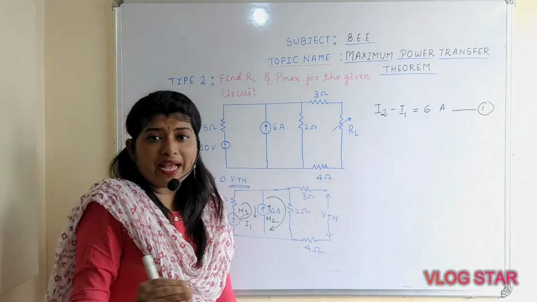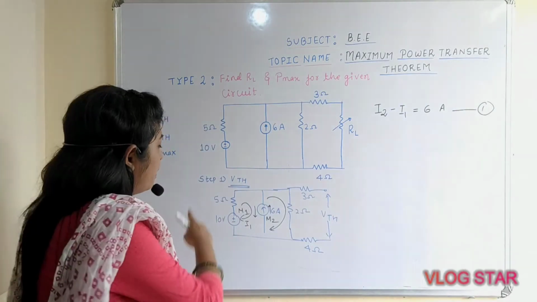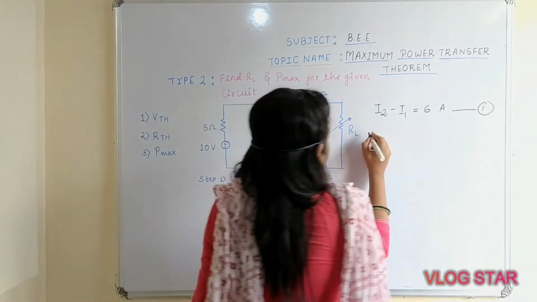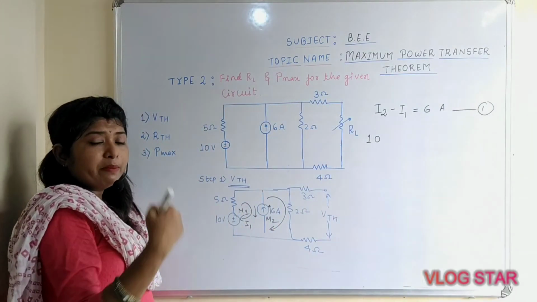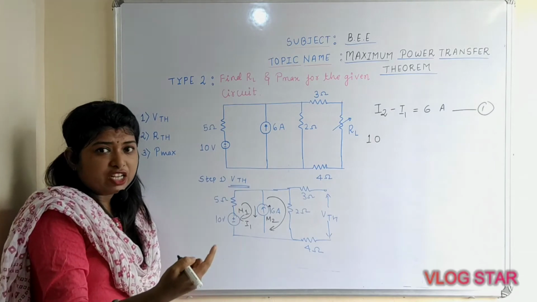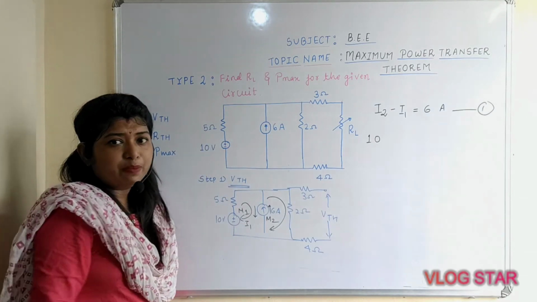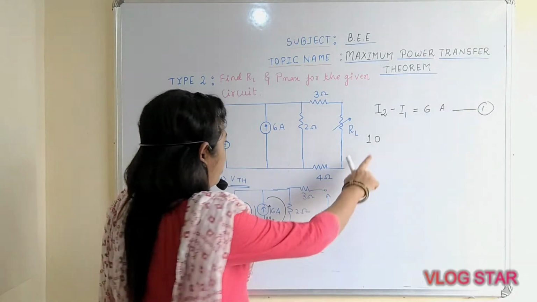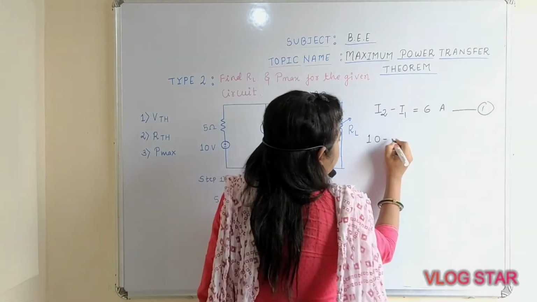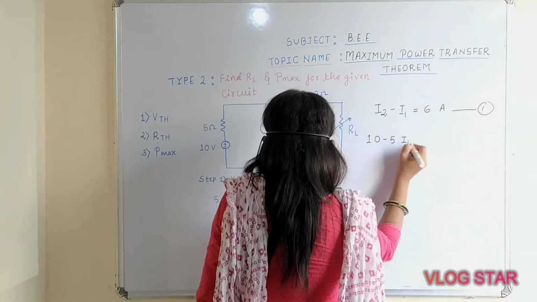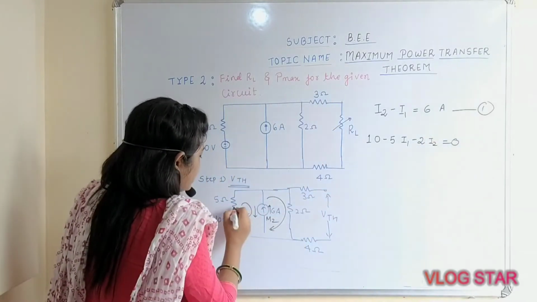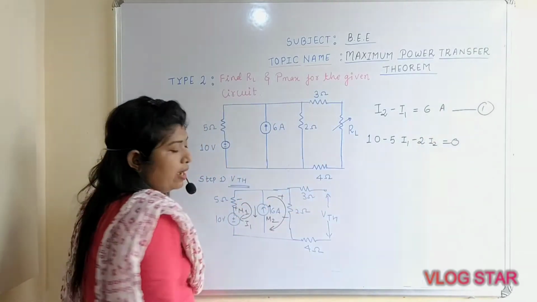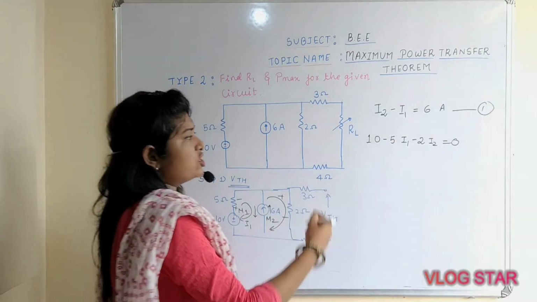Then you have to apply KVL to the outer mesh. Can you apply KVL to the outer mesh? Can you tell me the equation? Here, if we go from negative to positive, meaning from lower potential to higher potential, there will be a rise in potential, and the EMF sign is always positive. Then minus 5 I1 minus 2 I2 is equal to 0. Assign the direction. Am I right? Now the next procedure is what?